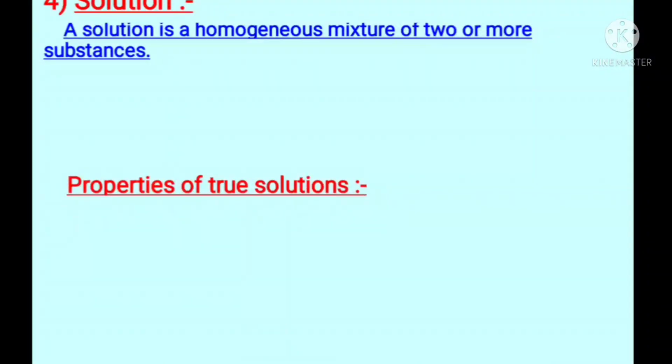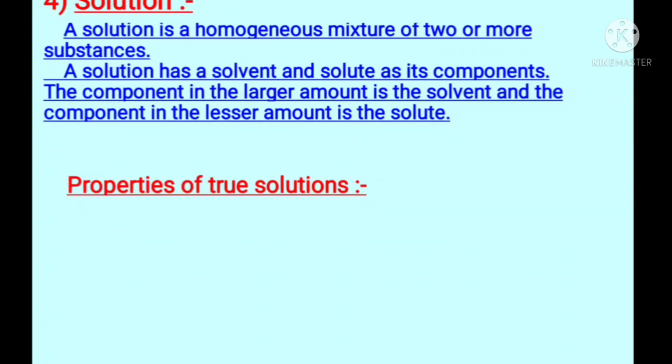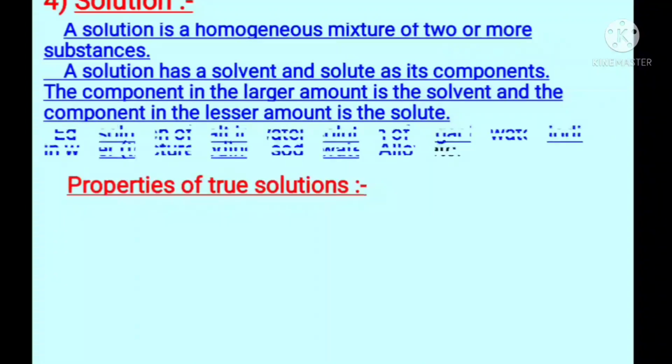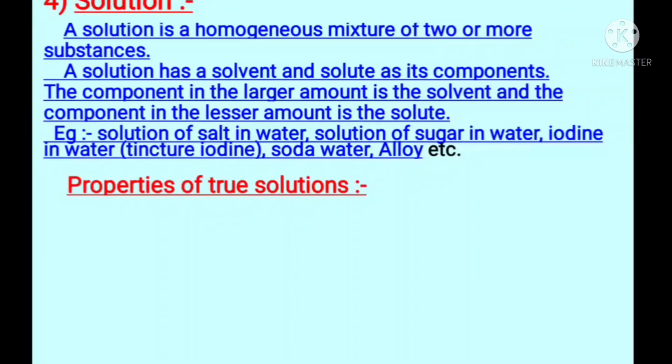Now we are going to study what is called a solution. A solution is a homogeneous mixture of two or more substances. A solution has a solvent and a solute as its components. The component in the larger amount is the solvent and the component in the lesser amount is the solute. Examples: solution of salt in water, solution of sugar in water, iodine in water, soda water, alloys, etc.